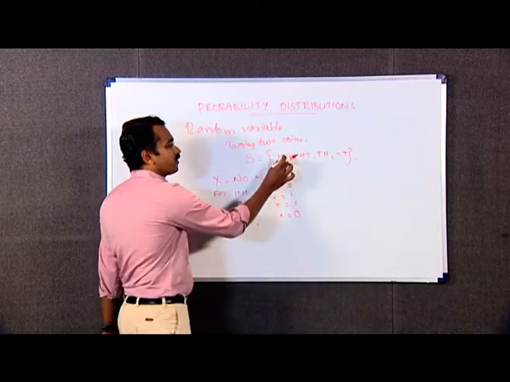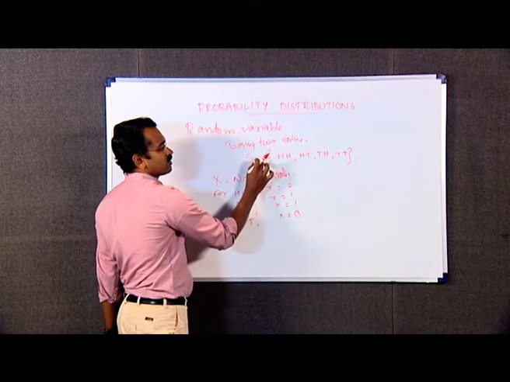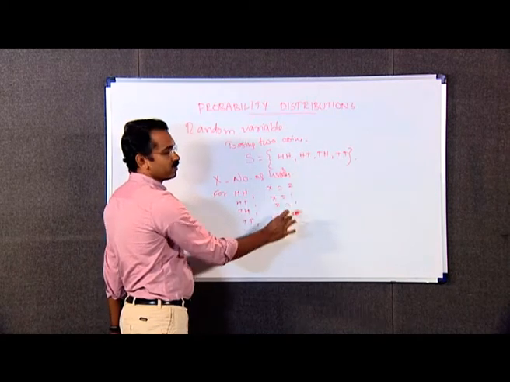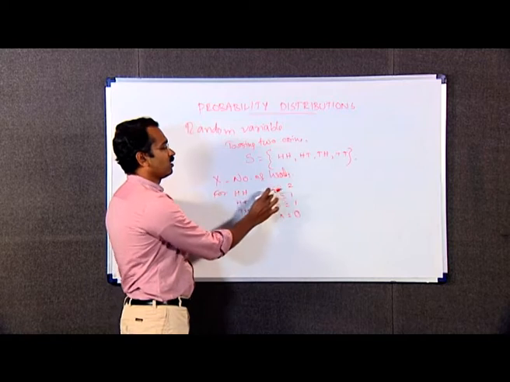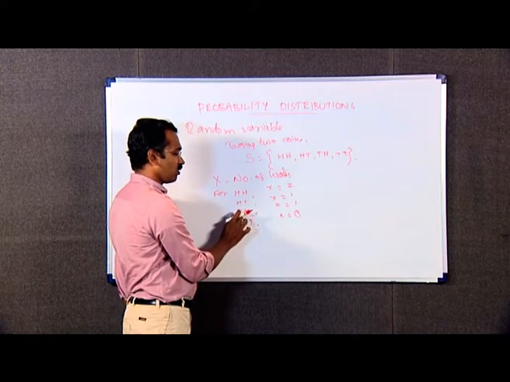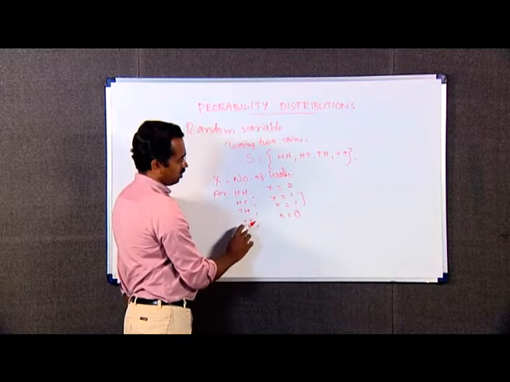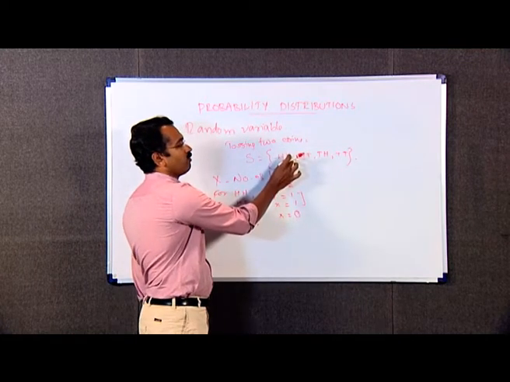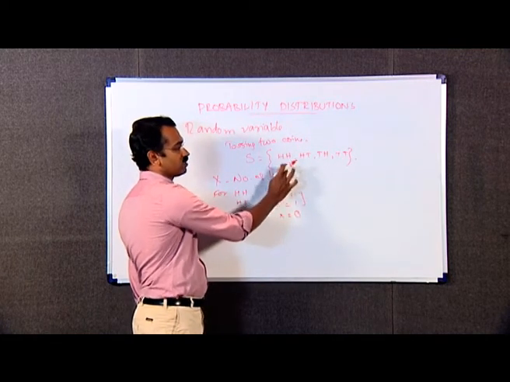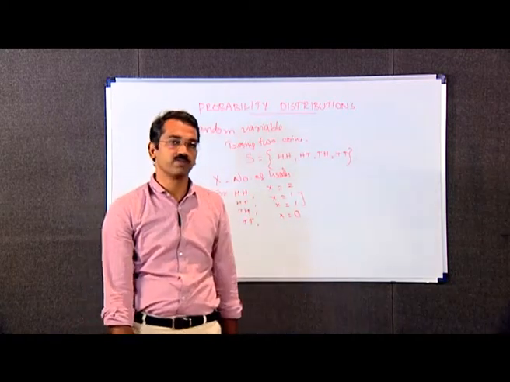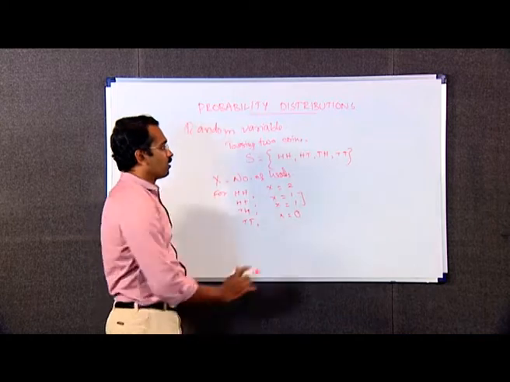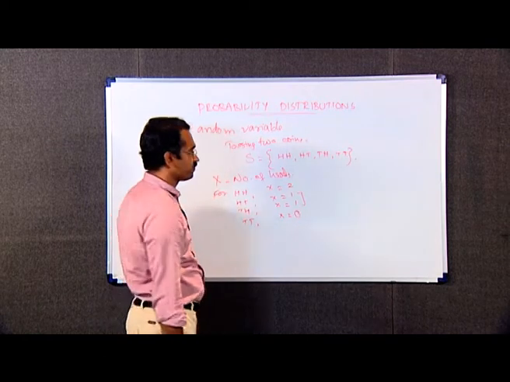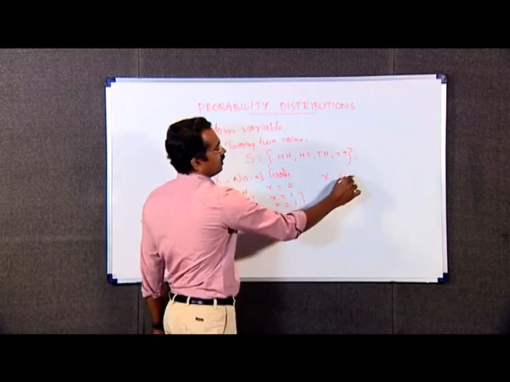That means, for every element of this sample space, we can find real numbers. For HH, the real number is 2. For HT or TH, the number is 1. And for TT, the number is 0. That means we defined real numbers for all the elements of S. Therefore, this x, the number of heads, is a random variable.